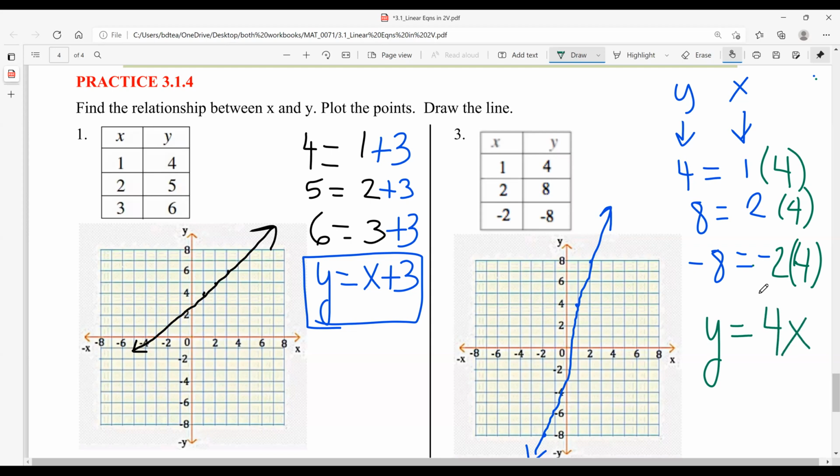And again, you won't be tested on this, but I want to go through the exercise so you can see the relationship between the variables x and y. So that concludes section 3.1.